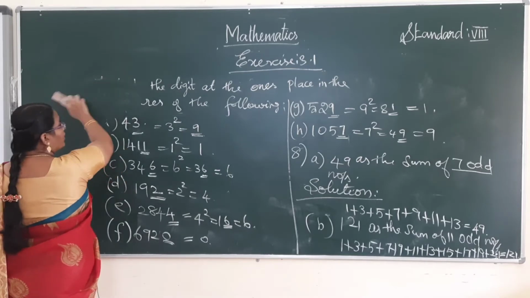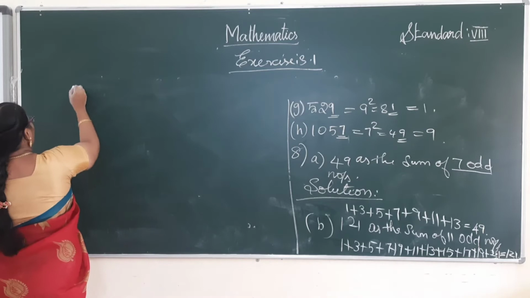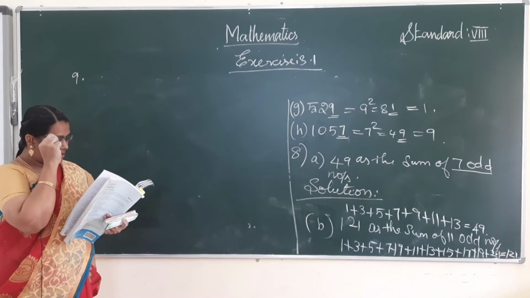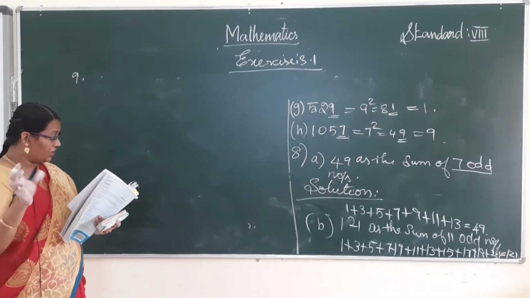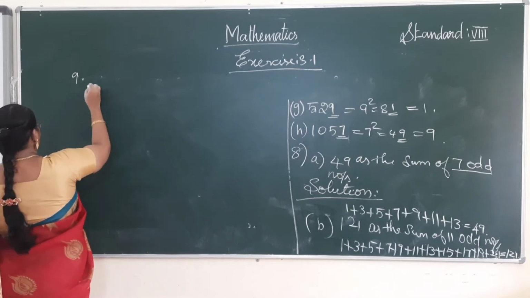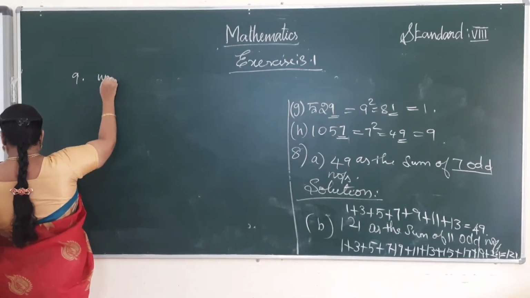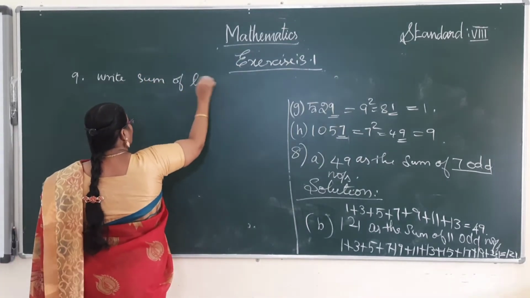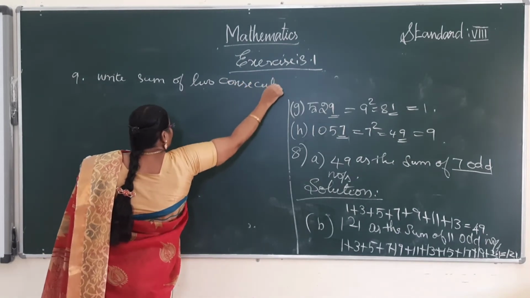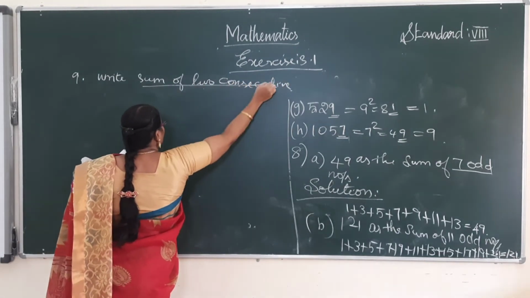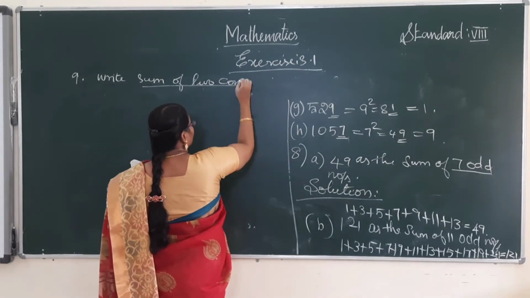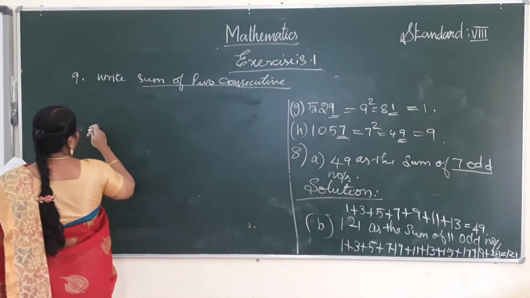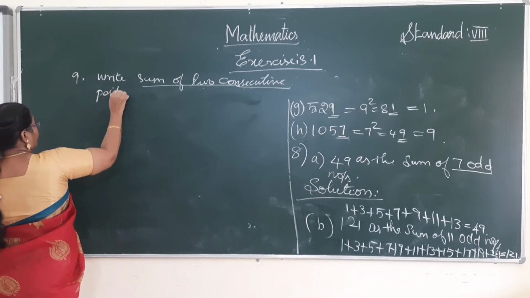The 8th C problem is homework. 9th problem. Write the following as the sum of two consecutive positive numbers.